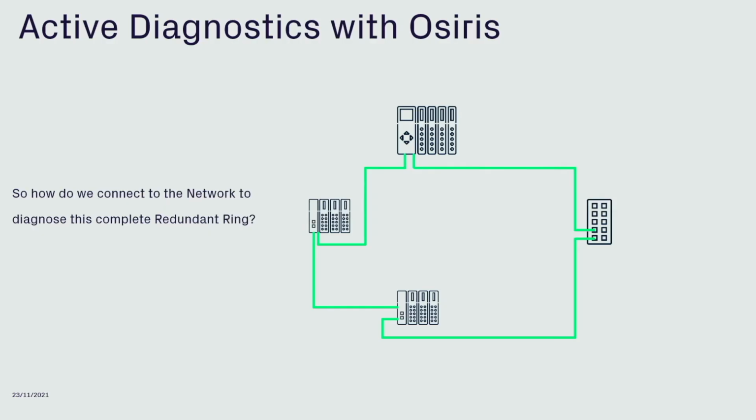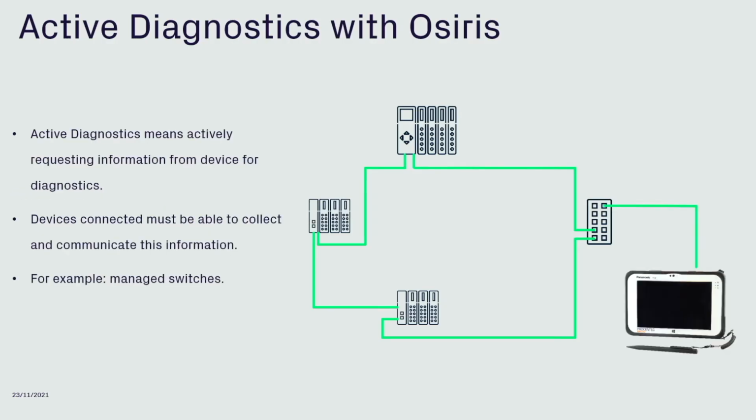So, talking about diagnostics, let's dive into this. First we will have the active measurements. And the active measurements, if we look at a ring topology like this, well, that's very easy to do. You can just connect your Osiris. In this case, it will be Osiris on a Mercury. And you just connect your Osiris to a switch port.